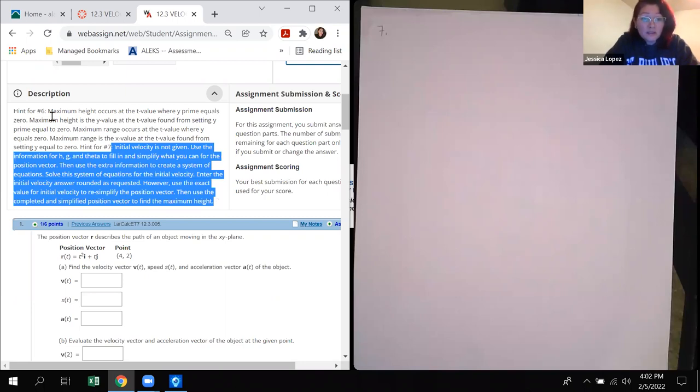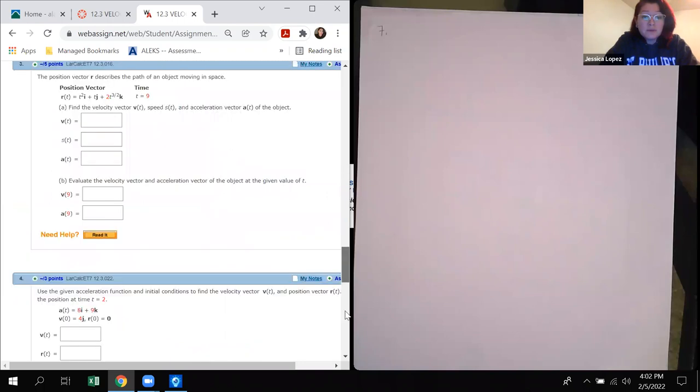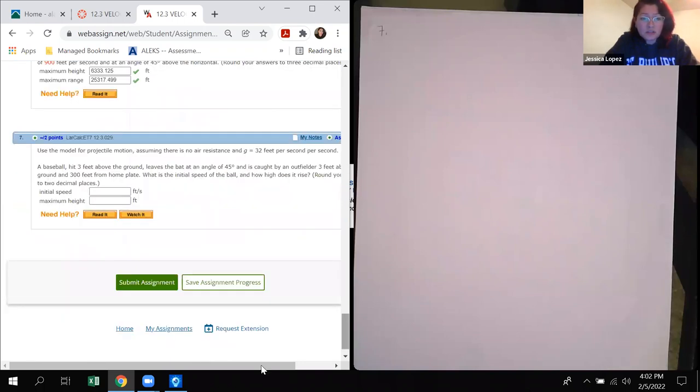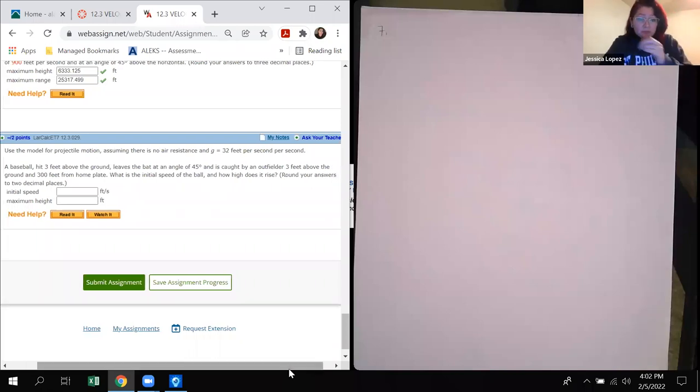And you already know how to find the maximum height because it talks about how to do that up there for number six. And we've done it already, okay? So let's see what it means by creating this system of equations, okay? So let me scoot over so you can see the whole question. So this one says, use the model for projectile function, assuming there's no air resistance again, so that the acceleration function for the horizontal position won't be pushed from side to side horizontally, okay?